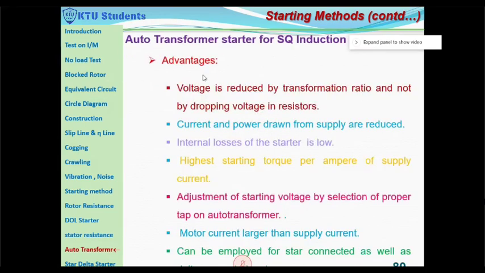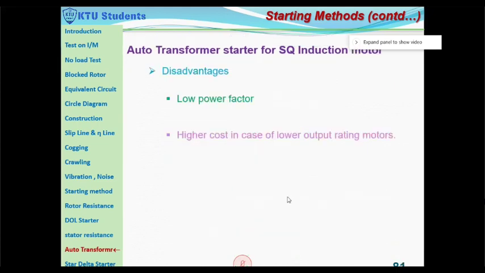The advantages of this one are the voltage is reduced by the transformation ratio, and the current and the power drawn from the supply are reduced. Internal losses can be reduced. Highest starting torque possible. Adjustment of starting voltage by selection of proper tap on the auto transformer. Motor current can be larger, and it can be employed in star connected as well as delta connected motors. Disadvantages are low power factor and higher cost in the case of lower output rating motors.